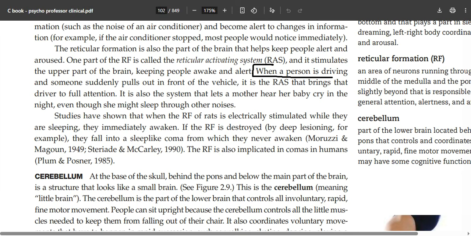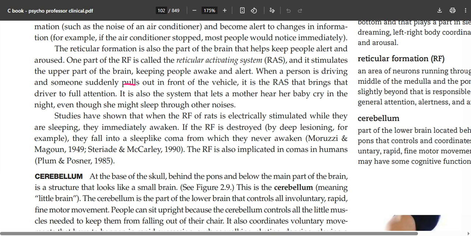When a person is driving and someone suddenly pulls out in front of the vehicle, this situation has definitely happened in your life. It is the RAS that brings that driver to full attention. So you can imagine, thanks to the RAS. We are not talking about the RF, one part of the RF is the reticular activating system.